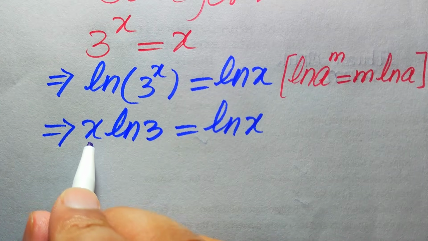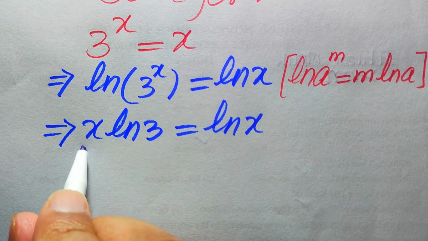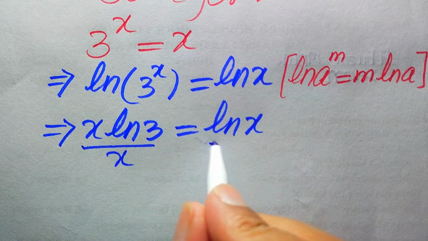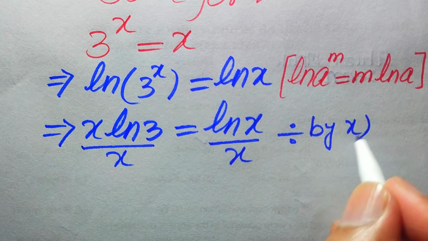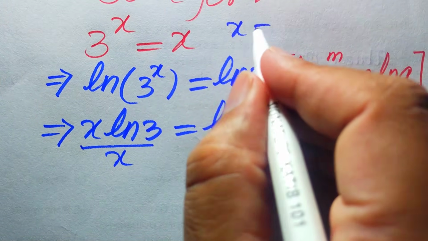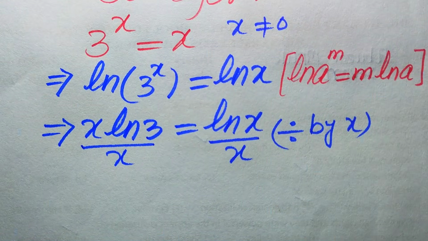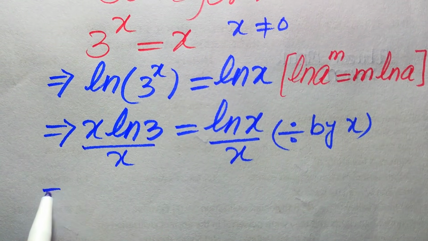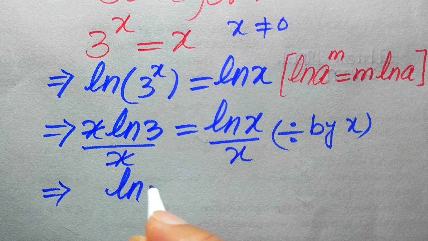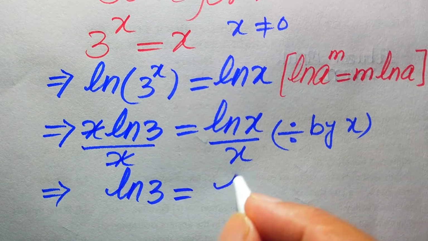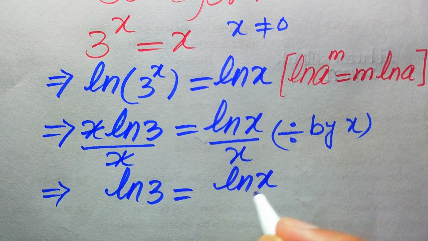So here we have x. In order to move this to the right hand side, we divide both sides by x. You remember that our x is a non-zero value, so it is possible to divide both sides by x. This x and this x are gone, and we get log 3 is equal to log of x divided by x.